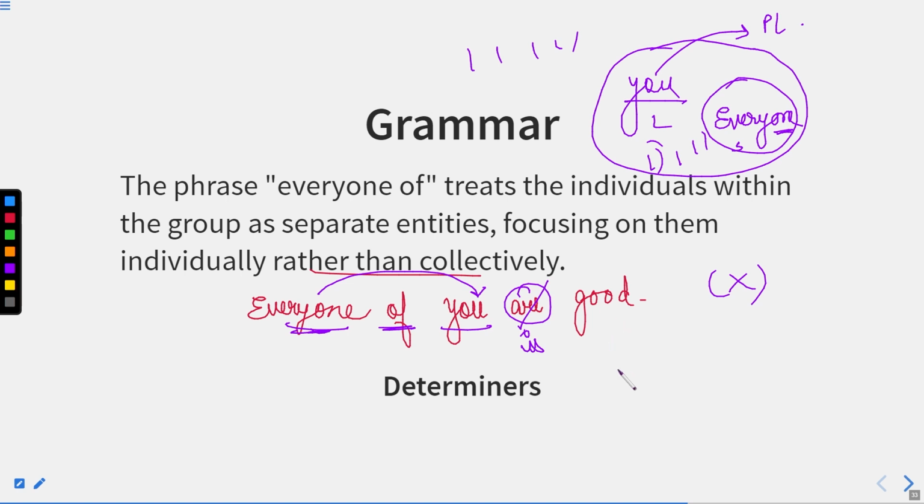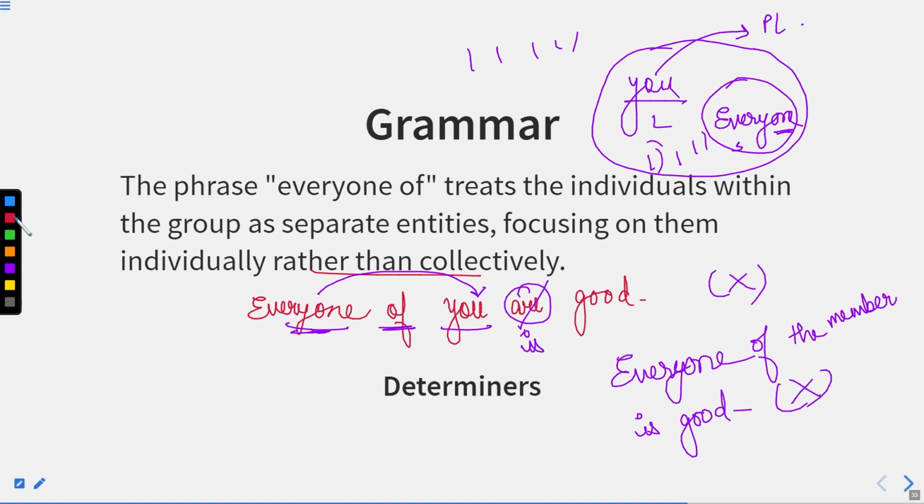One more thing, if I say every one of the member is good. Now, is this sentence correct? No, not at all. Why so? Because if I say every one of the member, no, member is one. How can I pick one from the one? Or how can I pick many from the one?